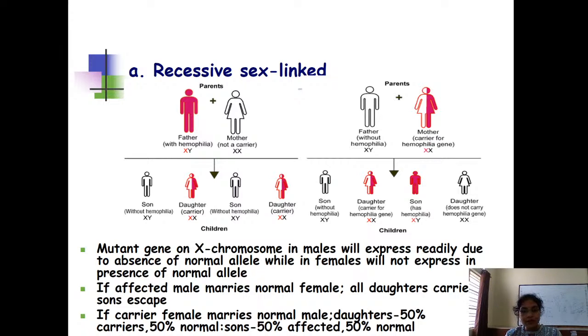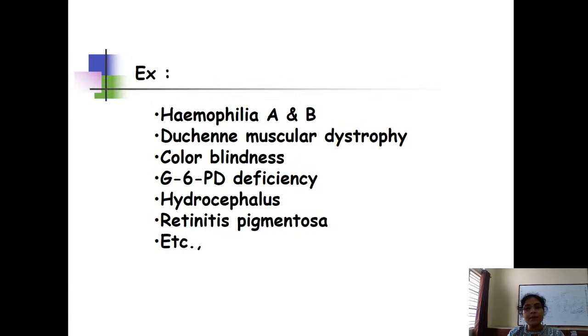If affected male marries normal female, all daughters are carriers and sons escape. If carrier female marries normal male, daughters have 50% chance to be carriers and 50% normal, and sons will be 50% affected and 50% normal. Okay. Examples for such disease are hemophilia A and B, Duchenne muscular dystrophy, color blindness, G6PD deficiency, hydrocephalus, and retinitis pigmentosa.